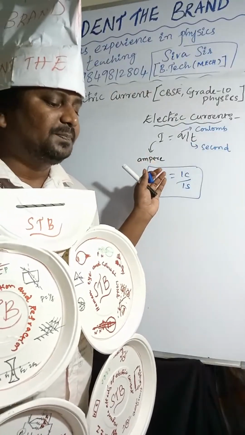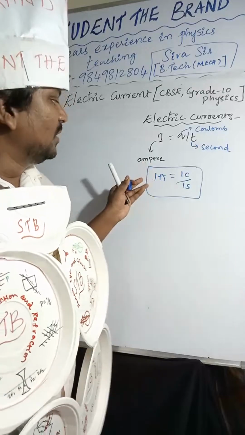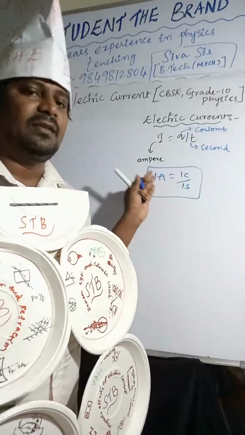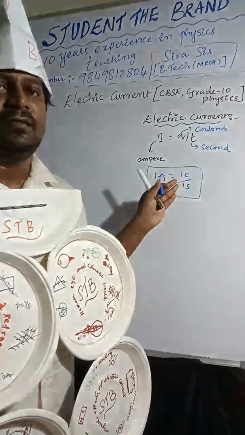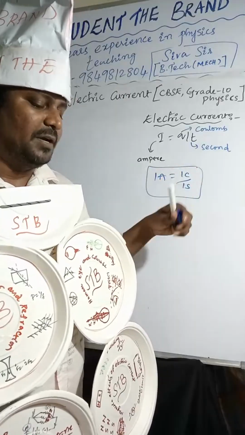We are considering now, here you can see, 1 ampere equals 1 coulomb per 1 second.